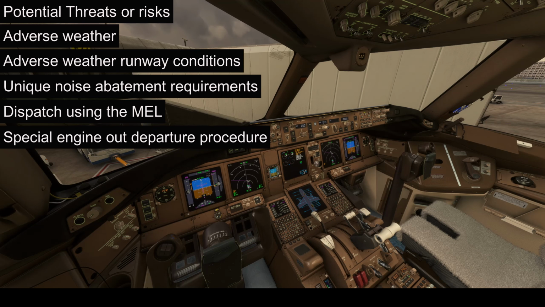Special engine out departure procedure, if applicable. After losing one engine in a mountainous area, the climb performance will be degraded, especially when the aircraft is heavy. The airplane may not climb over the terrain or obstacles on the SID path. Therefore, an alternate engine out routing is required.